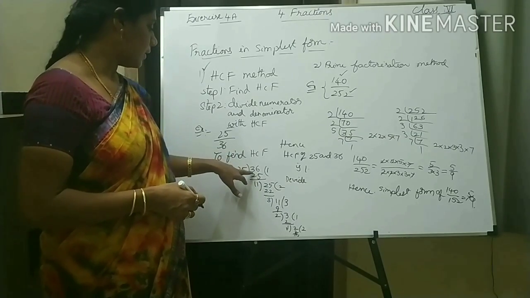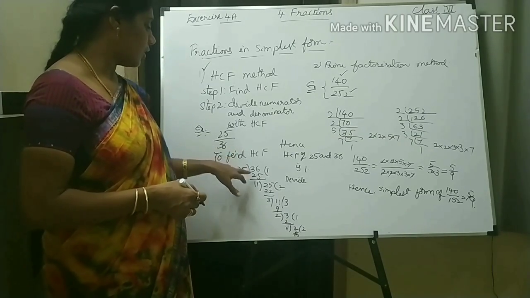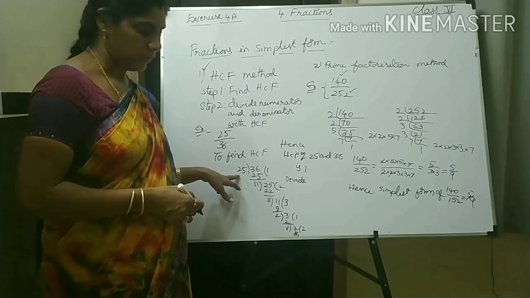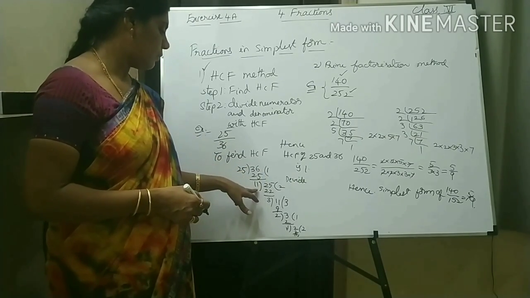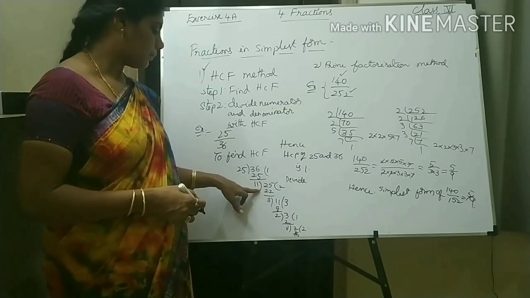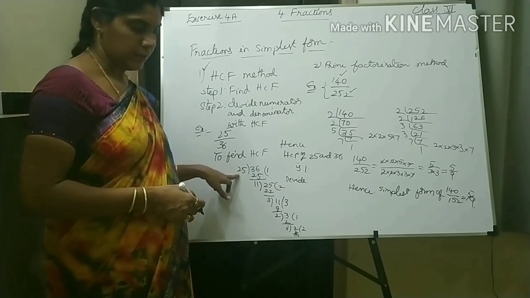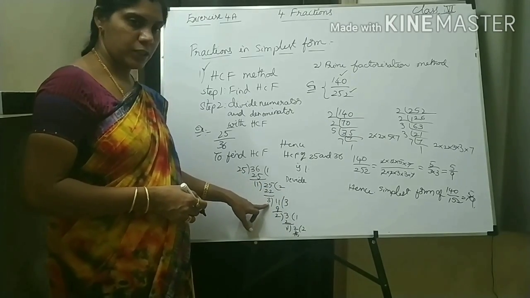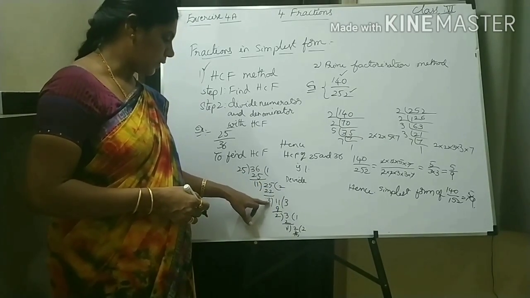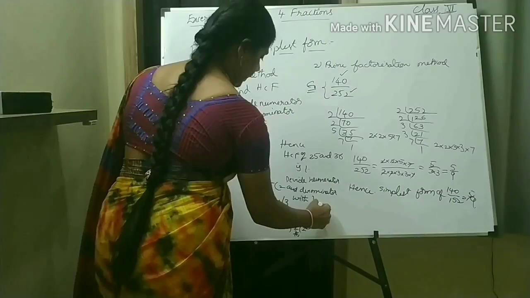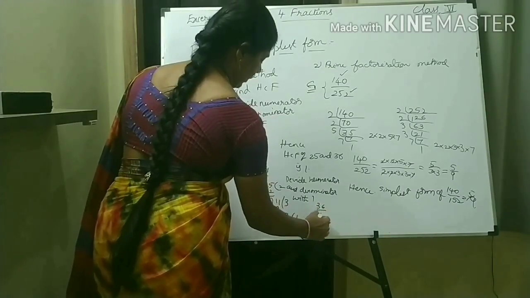Here, first write down the denominator, 36, in the middle. After that, divide by the numerator, that is 25. 25 one time, 25, we are getting the remainder 11. After that, with this remainder 11, divide the divisor 25. 2 times 11 is 22, remaining we get 3. Again with this remainder 3, divide the divisor 11. 3 times 3 is 9, and the remainder is 2, and so on until we reach 1.